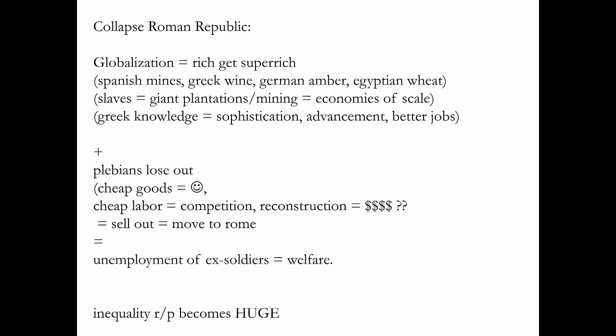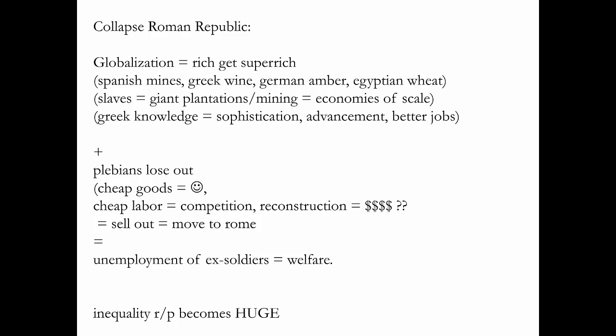Where are they going to get the labor from? They're going to buy slaves from Africa, from Spain, from Greece. They're going to buy slaves, and those people are going to work. And so you get these massive plantations, thousands of acres, thousands of slaves, where there used to be thousands of small farms. And the result of this is the rich guys get super rich, but the plebeians lose out. And lots of them become unemployed on welfare in Rome. They're unemployed ex-soldiers on welfare.